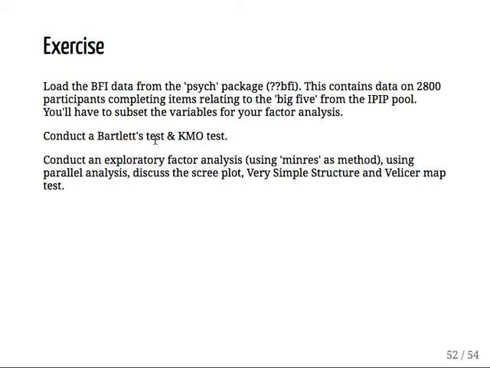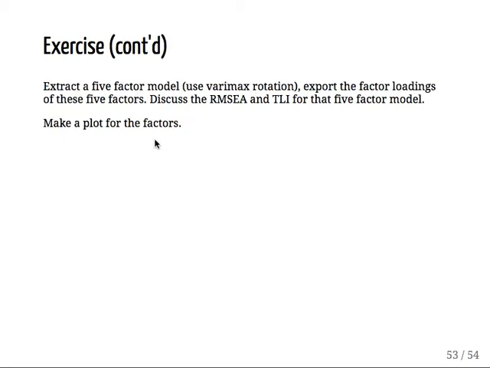I would like you to conduct the Bartlett's test and KMO test, which you've done in class. I'd like you to conduct an exploratory factor analysis using the minres method, and then using parallel analysis and scree plot and discuss it as you would do. Use the very simple structure and the velicer MAP test as well to see if you recover this big 5 structure, which there should be.